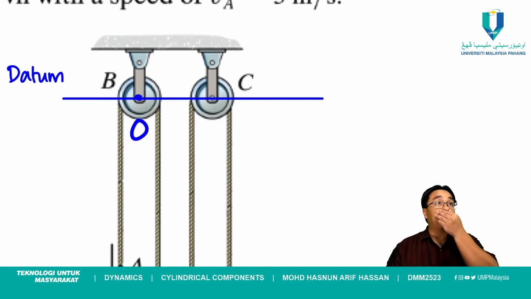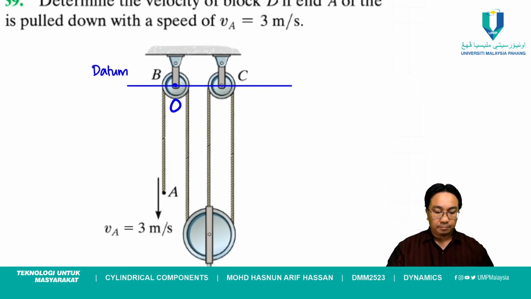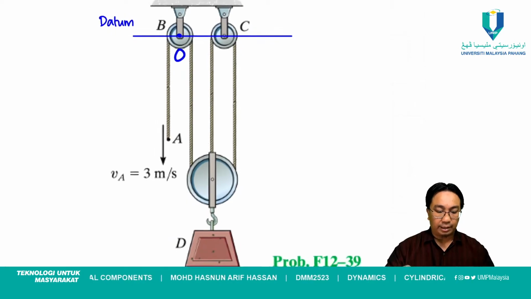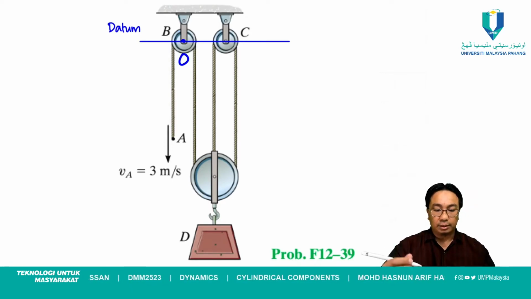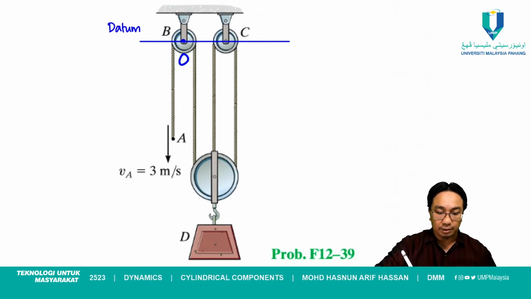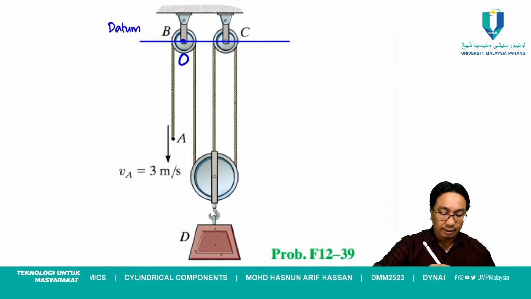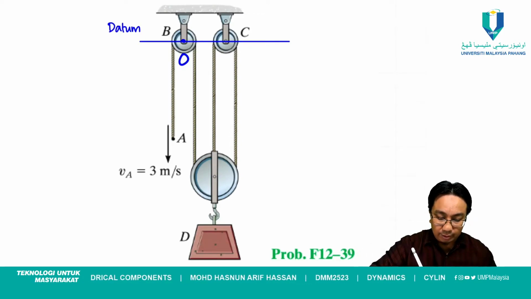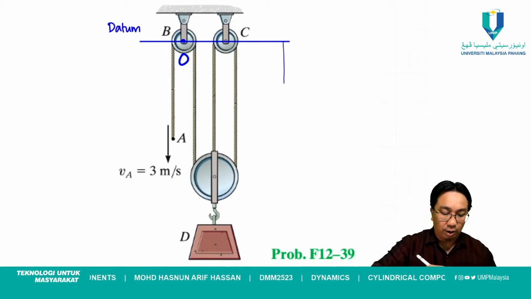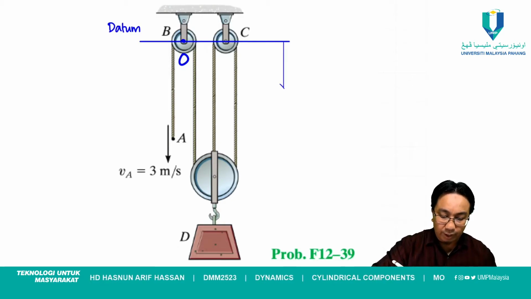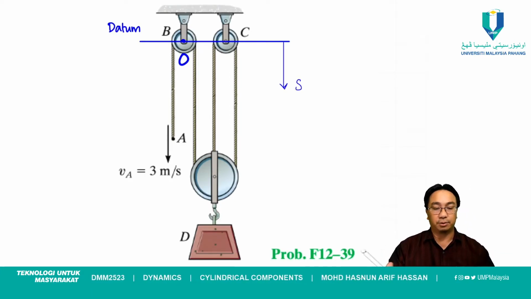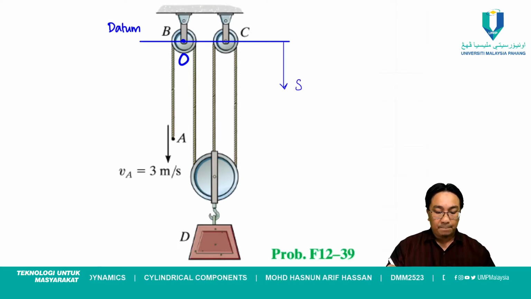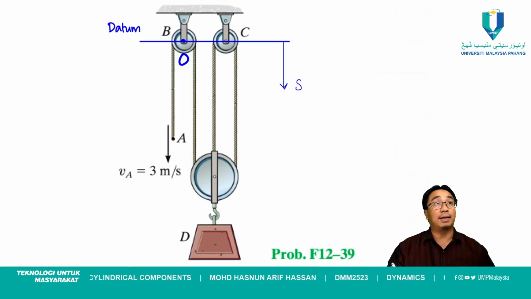Okay. Next step is apa? What is the next step? Sekarang kita dah ada origin, kita dah ada datum. Next step is to define kita punya coordinate system kita. Okay, so let's say I decide this coordinate system will be S ke bawah. Okay, kita define ke bawah sebagai positif, so this will be S. Okay, S kita ke bawah positif. Alright. So what is the next step?